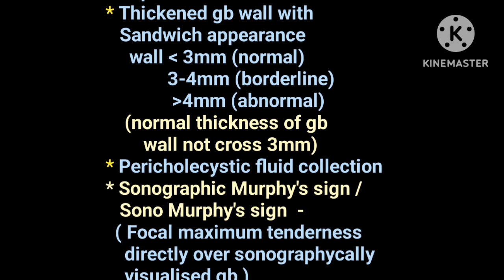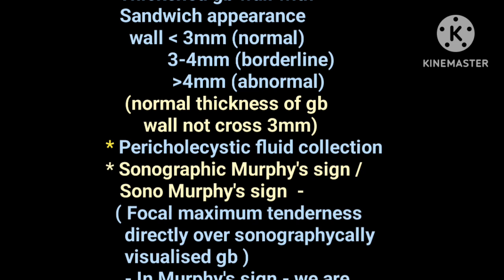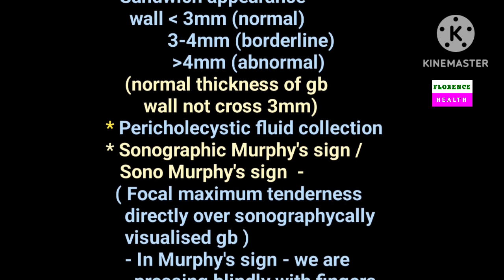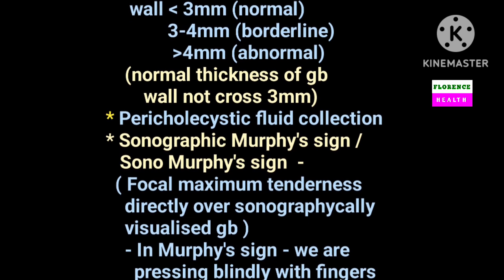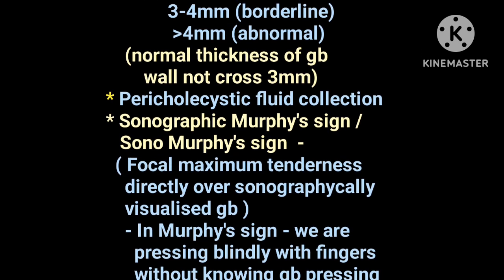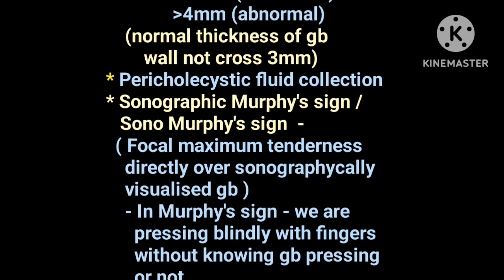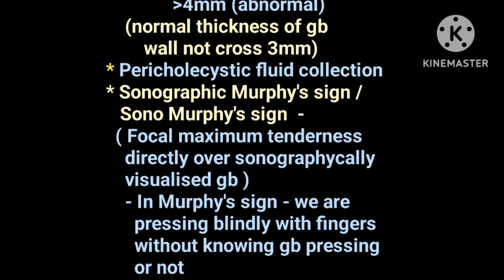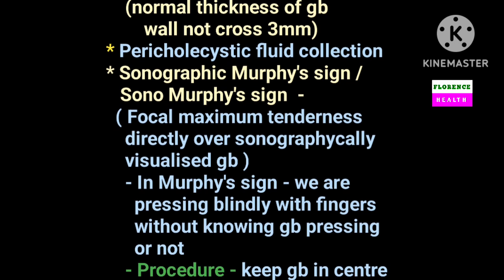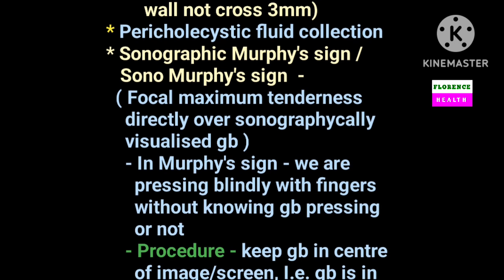Second, thickened gallbladder wall with sandwich appearance. Normal thickness of the gallbladder wall is less than 3 mm. 3 to 4 mm is borderline and more than 4 mm is always abnormal. What do you mean by sandwich appearance of the gallbladder wall? Normally, the gallbladder wall has 3 layers which are not visible on ultrasound, but in acute cholecystitis, these three layers of the gallbladder wall are easily detected. What the three layers are and how they look we will discuss later.